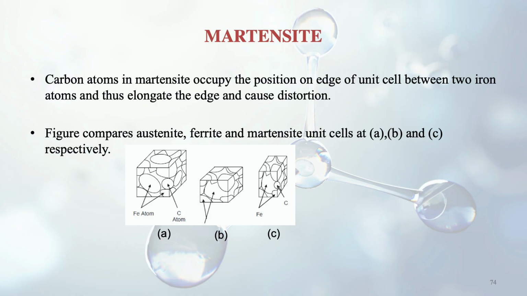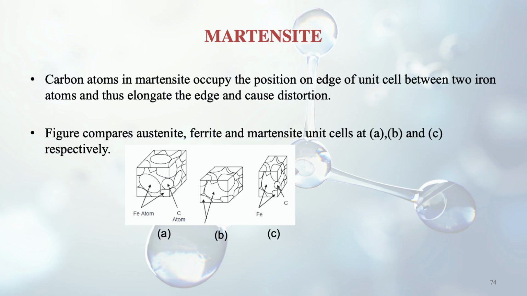So here we can see some figures where the structures of austenite, ferrite and martensite are given. The first one is austenite. It is FCC, where the carbon atom is in the faces of all the sides, so it is face centered cubic. The second one is ferrite, which is nearby to BCC, body centered cubic.